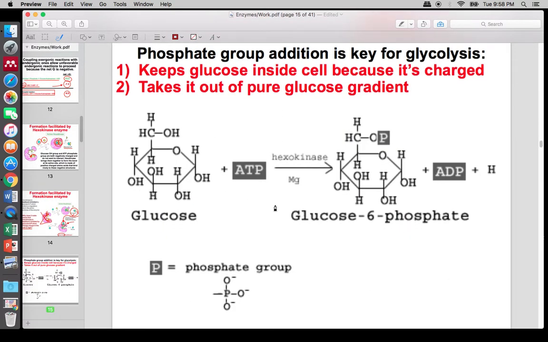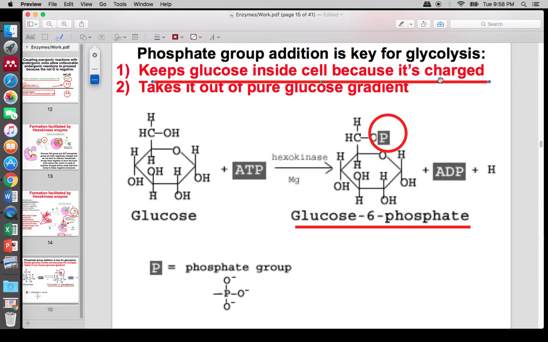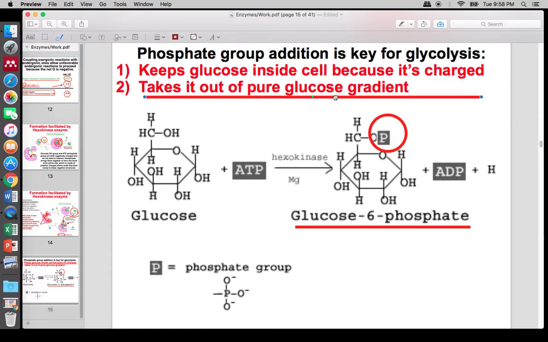Okay, the reason this reaction has to occur, why we need to get that phosphate on in this first step of glycolysis, is that the minute you add this massive phosphate, this glucose cannot get out of the cell. It's stuck. That's perfect for us. We want to keep that glucose stuck in and do glycolysis.